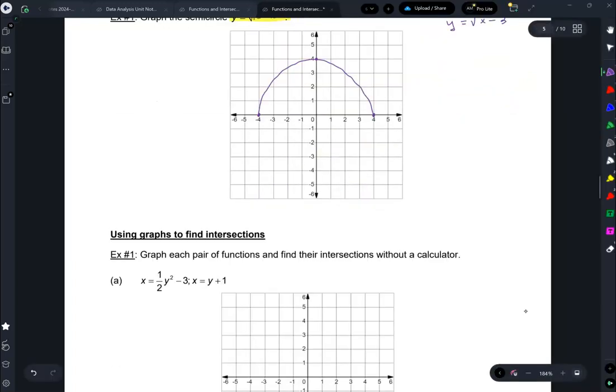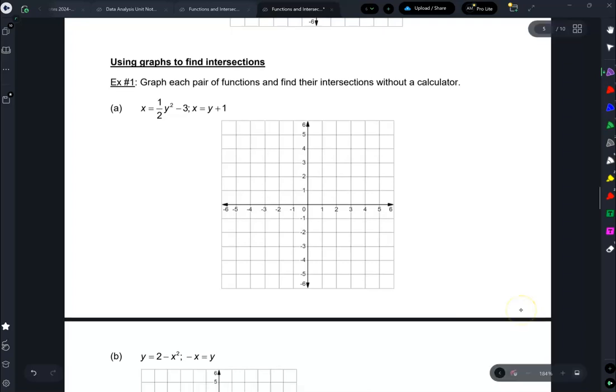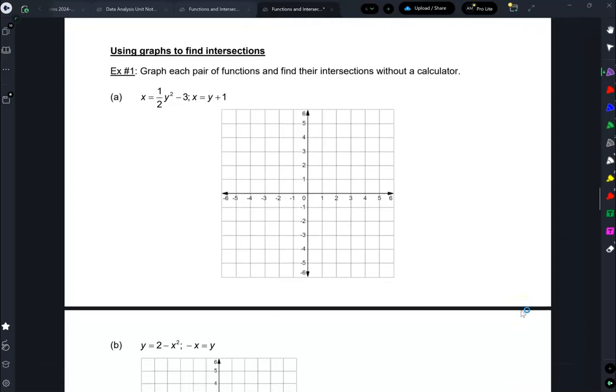All right, so here we go. Let's do this very quickly. Okay, so x equals half y squared minus 3.